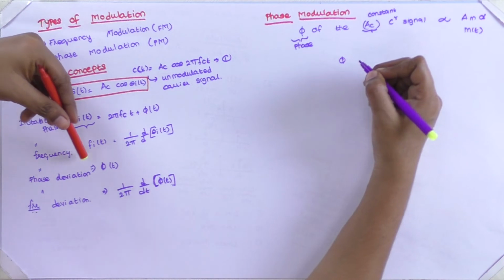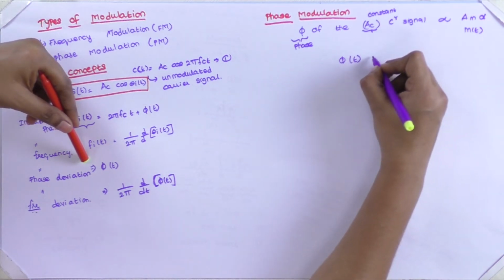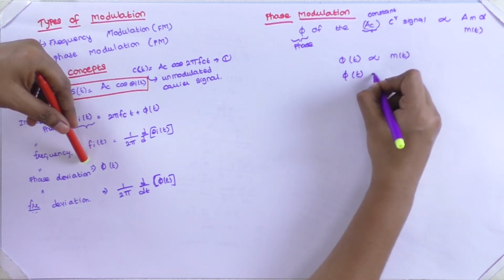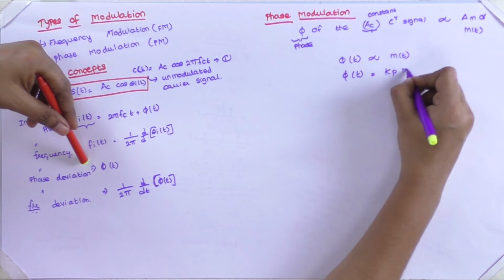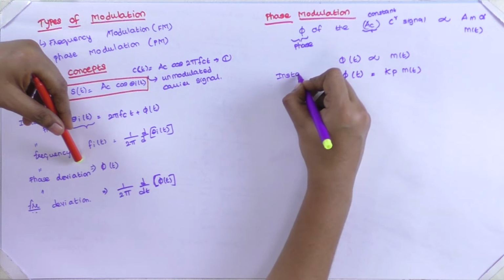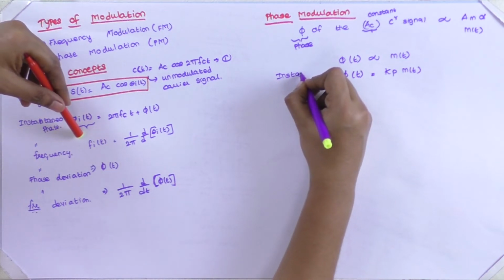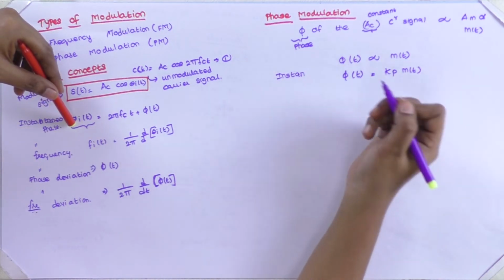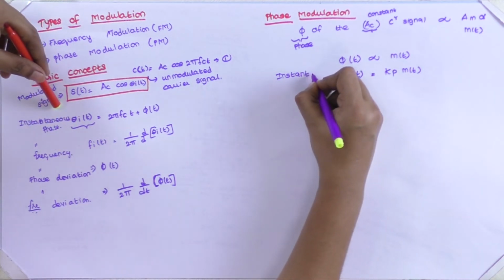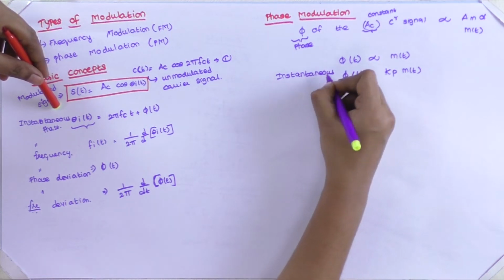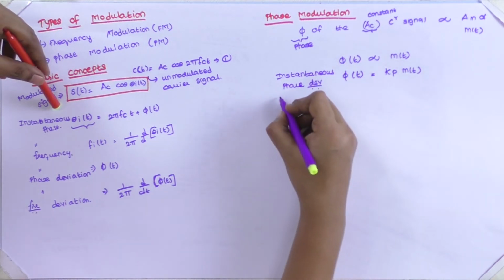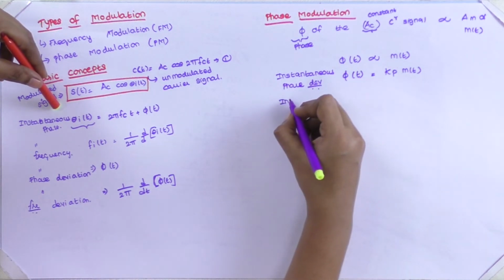We have seen what is the phase deviation. So phi of t changes in accordance with the message signal, by replacing it with the proportionality constant Kp into m of t. This is our instantaneous phase deviation. Now we are going to substitute this phase deviation in the instantaneous phase.